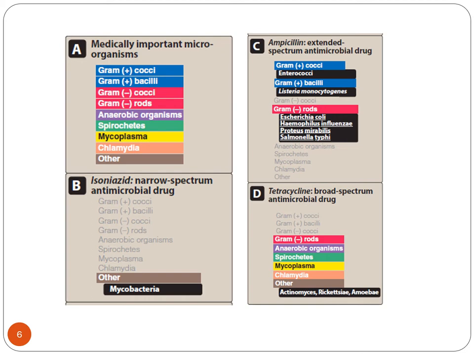This is a list of medically important microorganisms: gram-positive cocci, gram-positive bacilli, gram-negative cocci, gram-negative rods, anaerobic organisms, spirochetes, mycoplasma, chlamydia, and others. Regarding the spectrum of activity, for example, we have isoniazid, which is a narrow spectrum antibiotic because it only acts on the mycobacteria. So it is reserved, or only used, for treatment of tuberculosis. Isoniazid acts on the mycobacteria, so it has a narrow spectrum of activity.